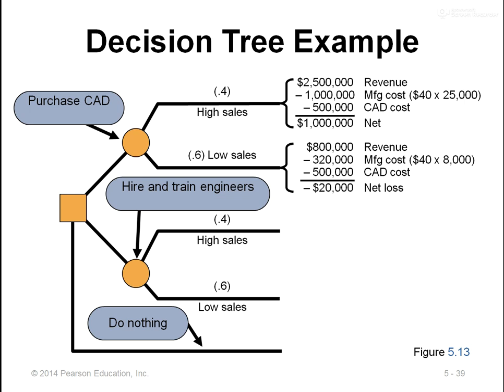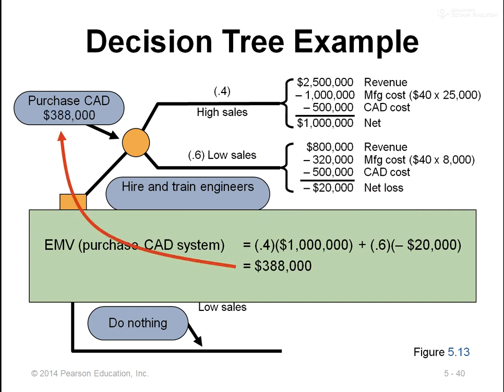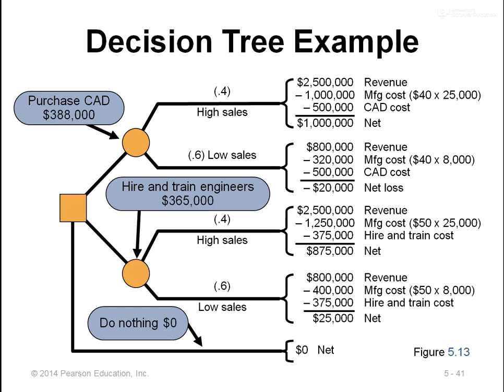Now, if we hire and train engineers, then the costs are going to be different. With high sales, the revenue still is $2,500,000. The manufacturing cost is greater because now the unit cost is $50 per unit, multiplied by 25,000 is $1,250,000. And the additional cost is to hire and train the engineers. The cost is $375,000. Then the profit is going to be $875,000.